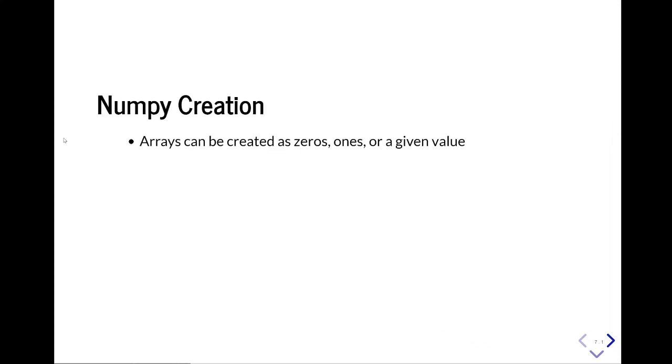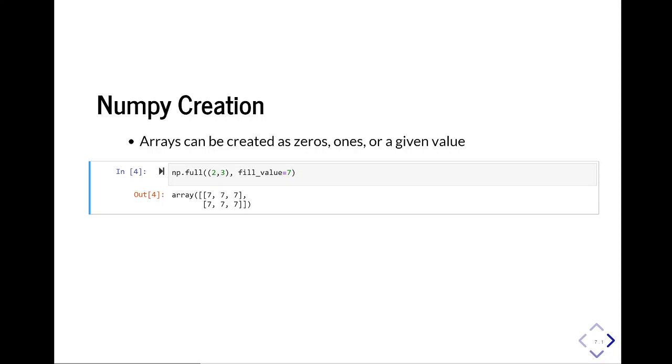So NumPy arrays can also be created with a given value. We provided them from a list. You can also create NumPy arrays with standard values. So you can say, I want to create a 2 by 3 array matrix, and I want all values to be 7. So use numpy.full, and you pass in your dimensions and then the fill value that you want. And you get your array of all sevens.